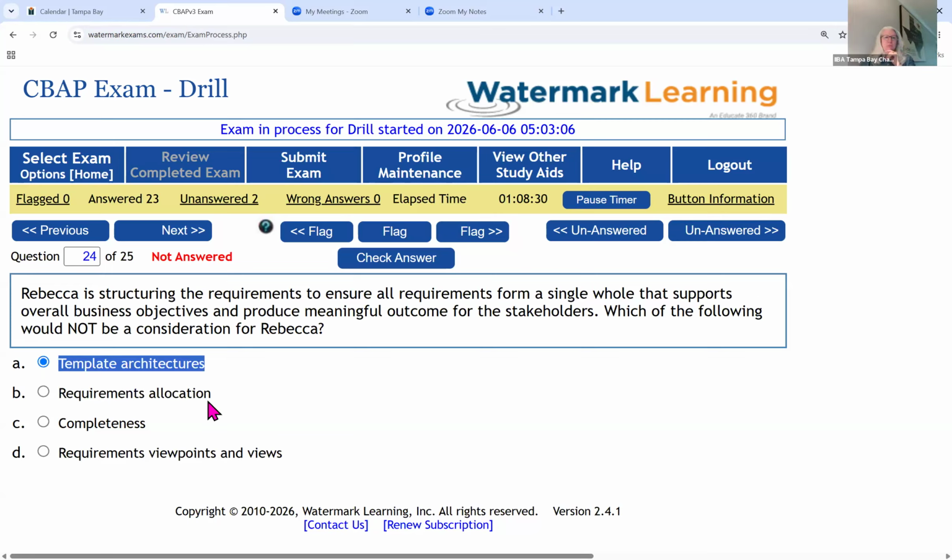Requirements allocation. Is this something she was going to be considering? How are you going to allocate the requirements? No, I would say no. Is she going to be looking at completeness? Yes, to make sure that all requirements form a whole. Okay. And how about requirements, viewpoints, and views? Yes, to understand each different stakeholder's perspective and what each one needs to accomplish. Okay. So let's test A.